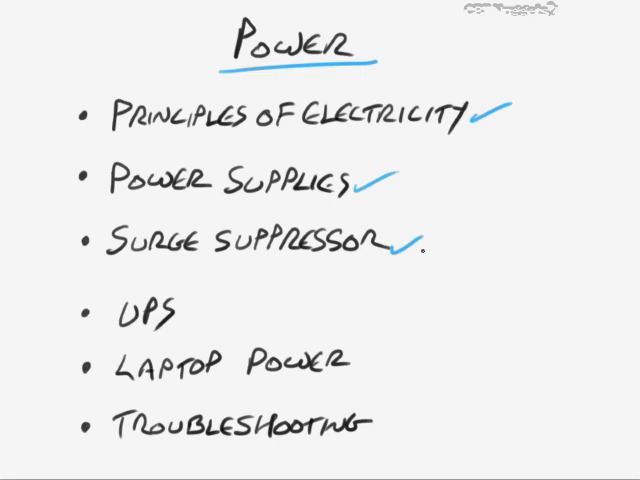We also took a look at surge suppressors, which are not the same as power strips. Power strips may have no electrical protection whatsoever in them, whereas a surge suppressor uses something like a metal oxide varistor to prevent surges from damaging computer equipment. We took a look at UPSs as well.